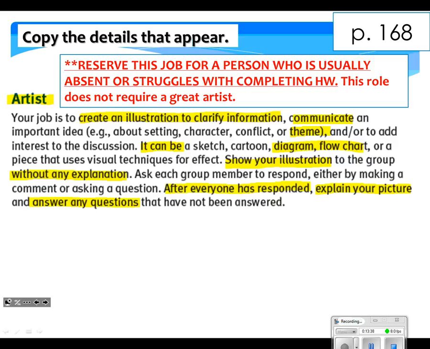The role does not need to be reserved for someone who's an amazing artist, because sometimes great artists, what they produce doesn't exactly fit what they should have done. The other 4 are much easier. The directions are more clear-cut. Again, I really hesitate, and I would really think about who you choose as an artist, because this job can get tricky and it can be messed up. Okay? Also, you can only have one artist.